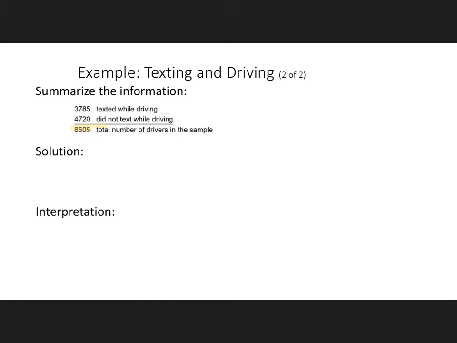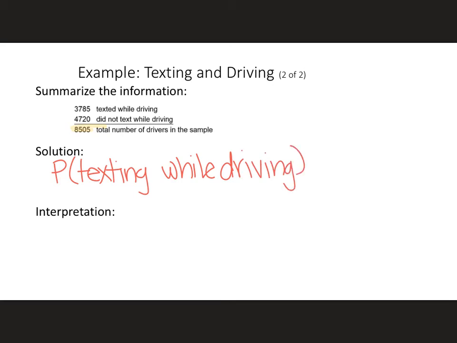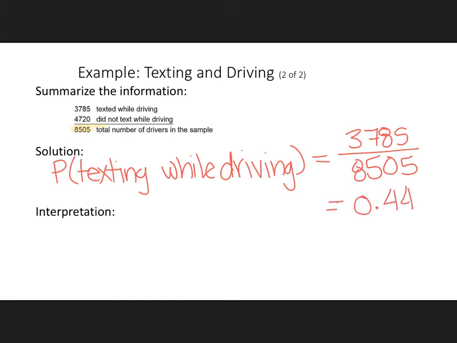So your solution, remember, we're looking at what is the probability that they were texting while driving. So we're going to take the number of students that said they text while driving, 3,785, and put it over the total number, 8,505. And then I'm going to go ahead and put that in a decimal. So I've got 0.445.